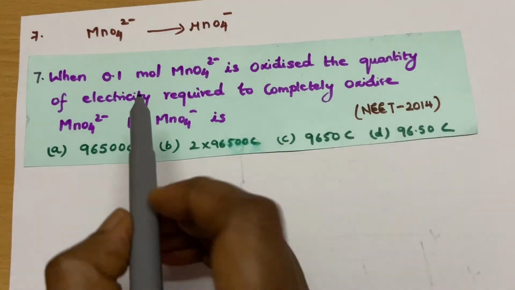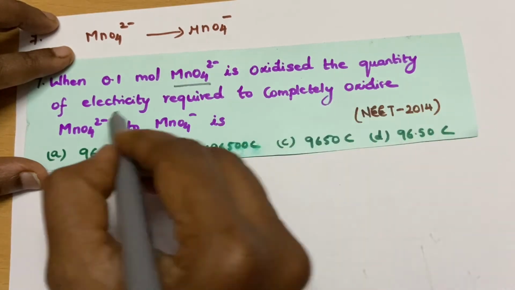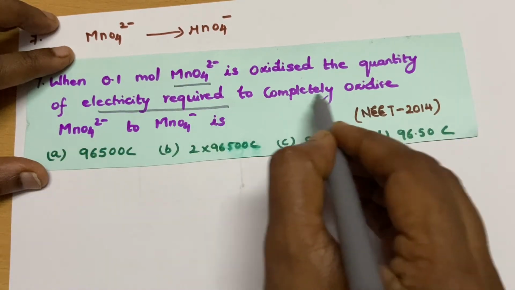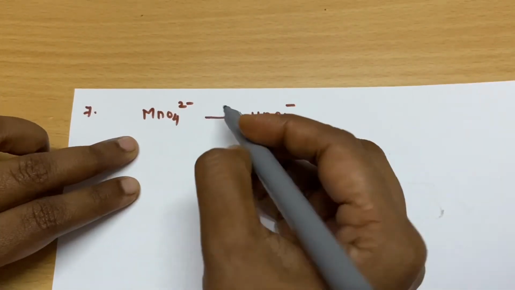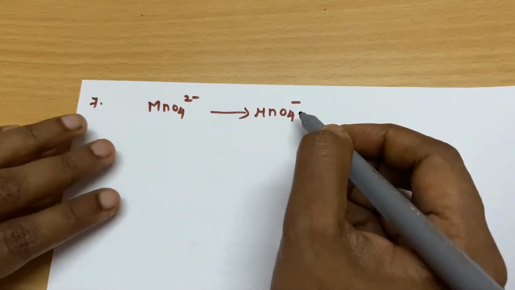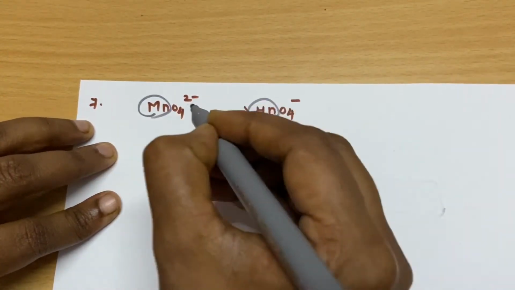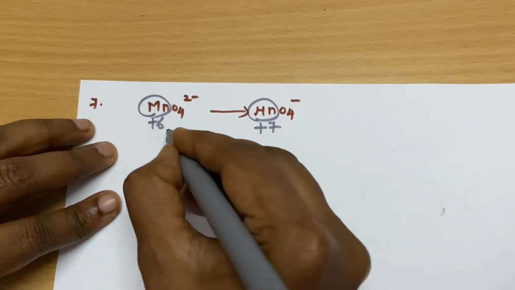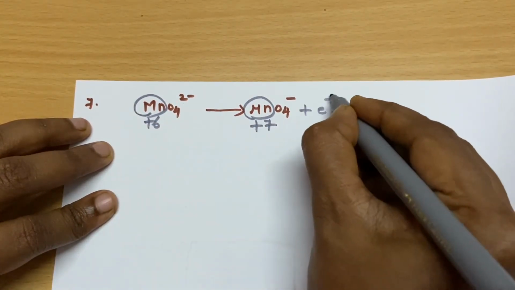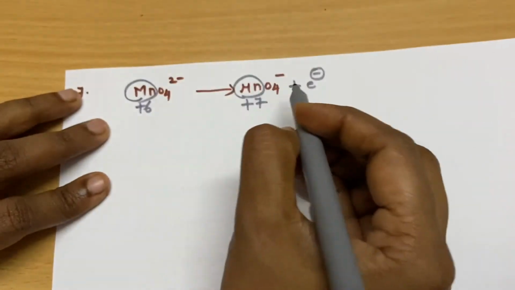Next question: when 0.1 mole of MnO4 2- is oxidized, find the quantity of electricity required to completely oxidize it. So this is the equation you have to write. See, MnO4 2- is converting to MnO4-. Here you have to focus only on the manganese. This is in the +6 oxidation state and this is in +7, so it is an oxidation process, whereby you will get 1 electron.